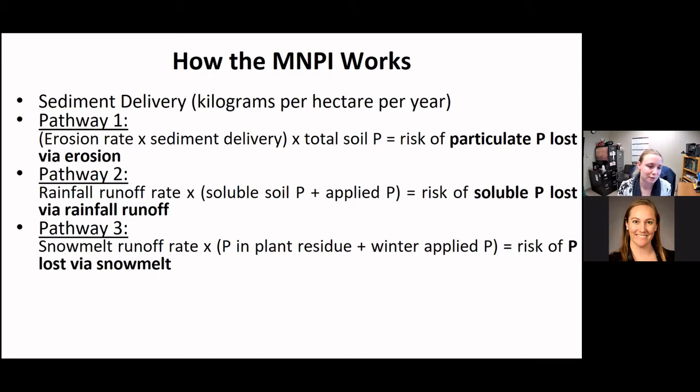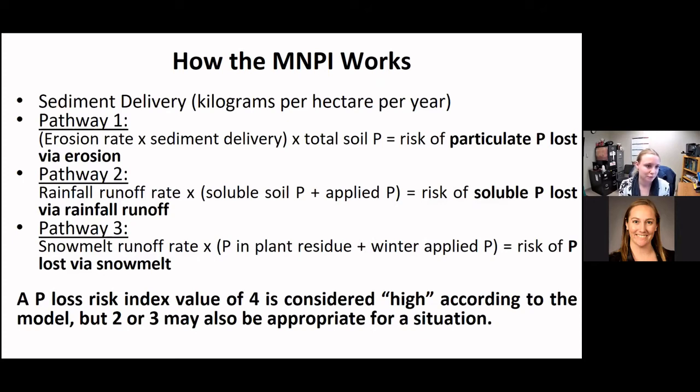This goes back to the freeze-thaw that can happen with plants in the environment, when plant tissue can freeze and then release that contained phosphorus in those plant cells after the winter thaw. So that's what that's based on. So with these three pathways calculated, a P-loss risk index value of 4 is considered high according to the model, but a value of 2 or 3 may also be appropriate for a given situation, say if you're closer to a body of water, for example.